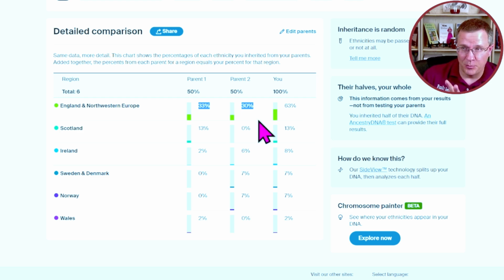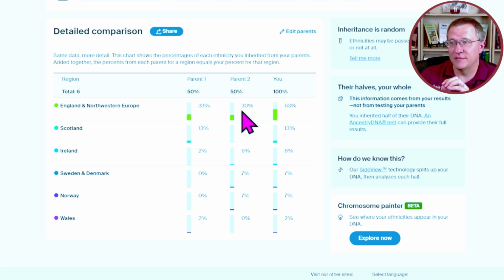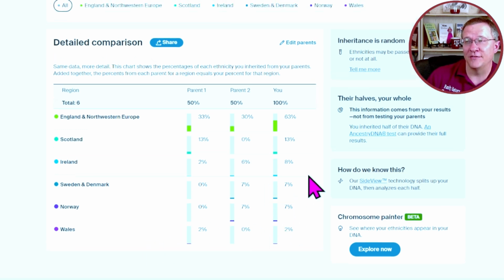So I'm 63% England, Northwestern Europe, 30% of that 63%, so not quite half, is from parent 2, and 33%, a little more than half, is from parent number 1. Whereas Scotland, I get 13% all from that one parent. Ireland, I get 8% that's divided up by 6% and 2%. And then the others are all from a single parent as it goes down.